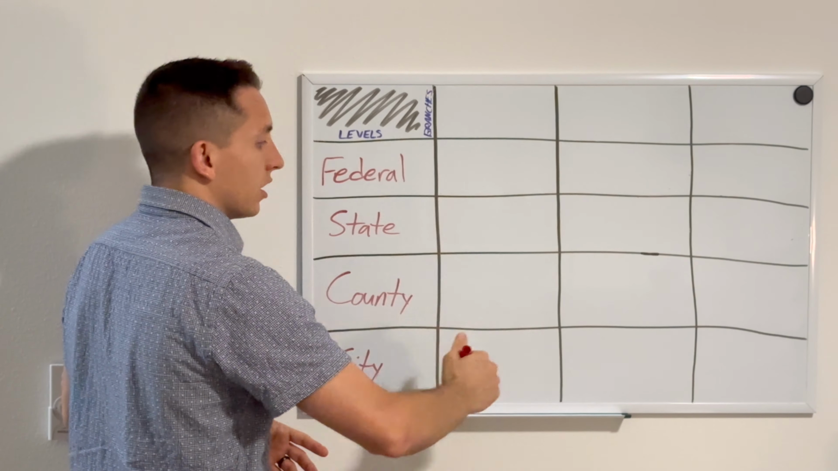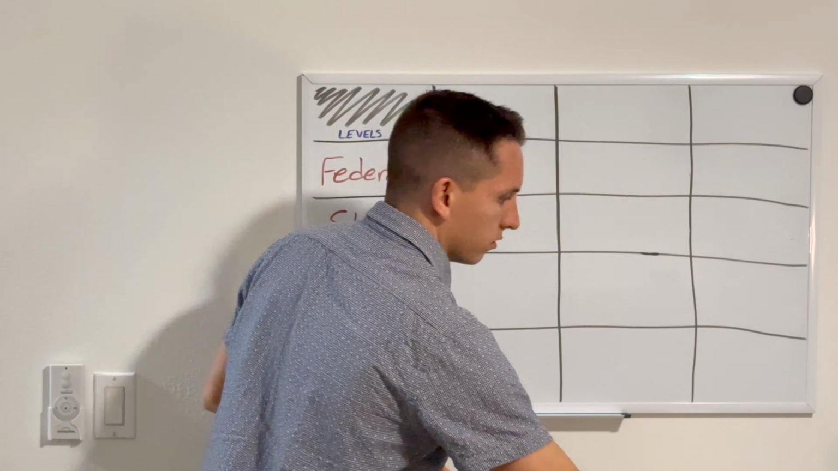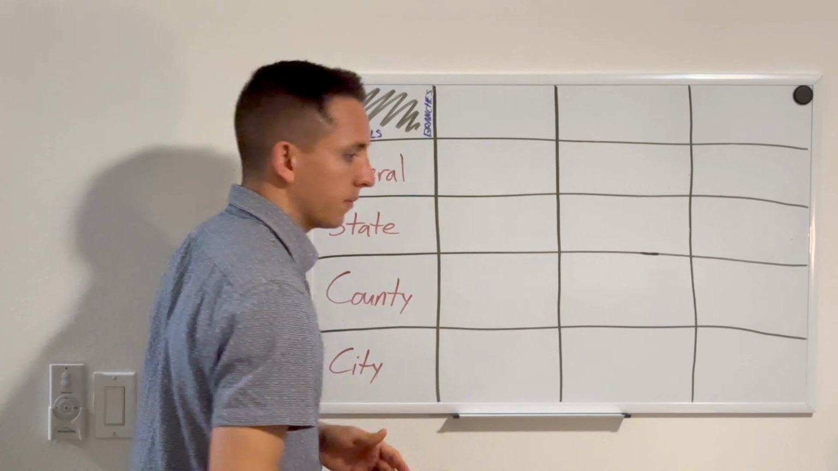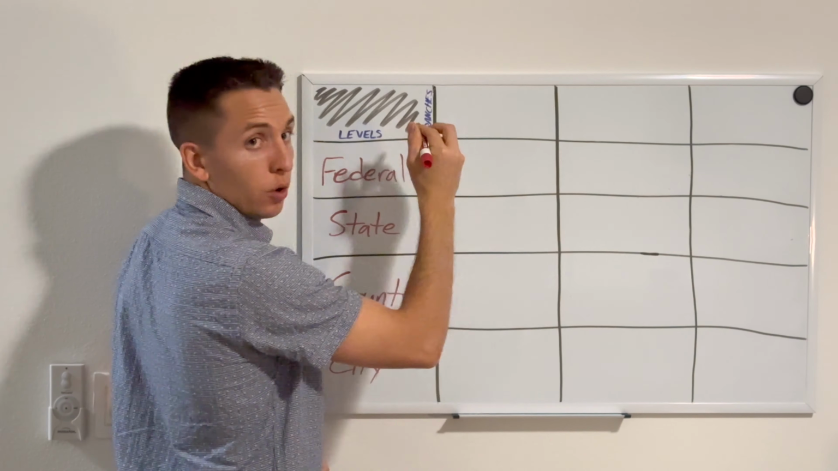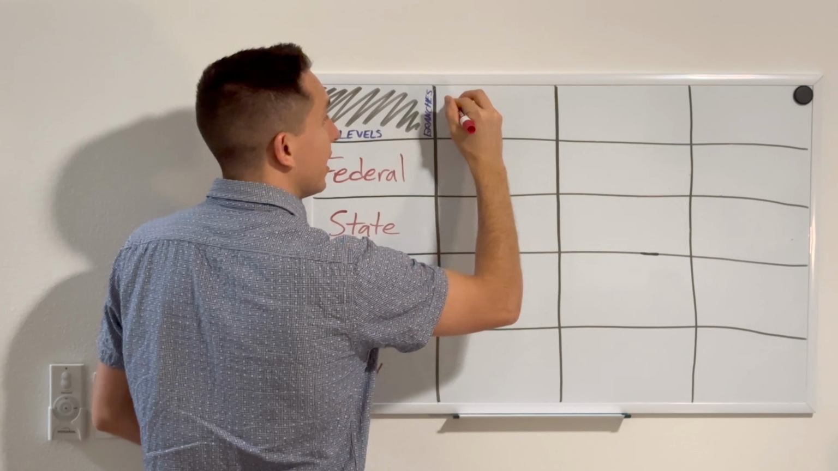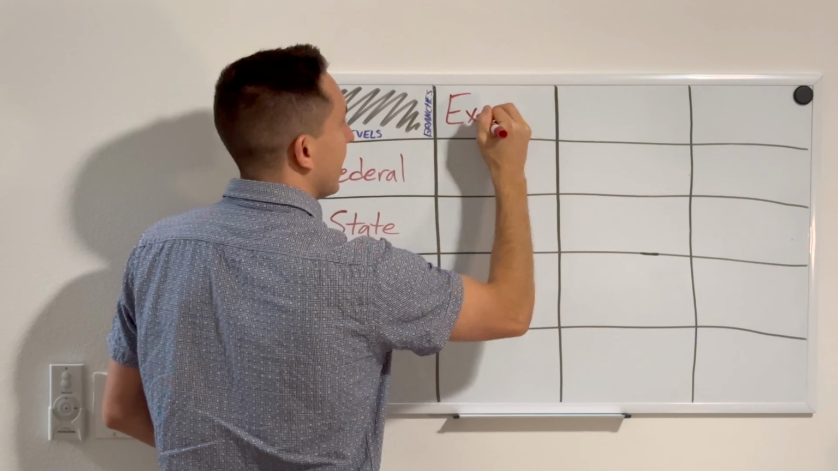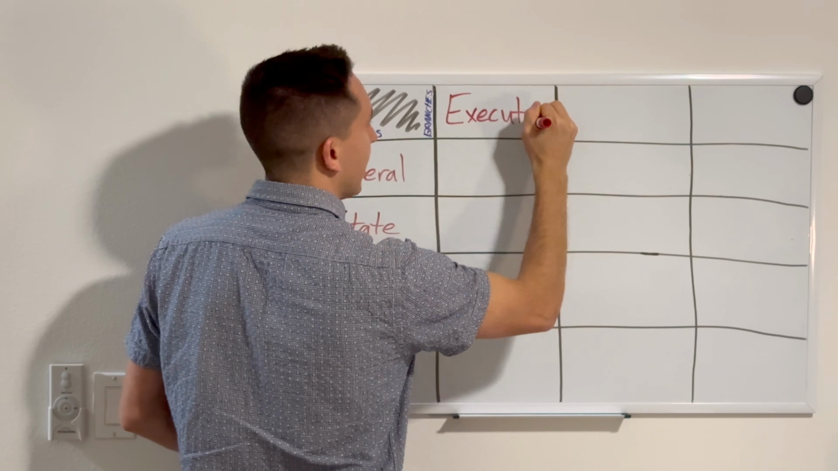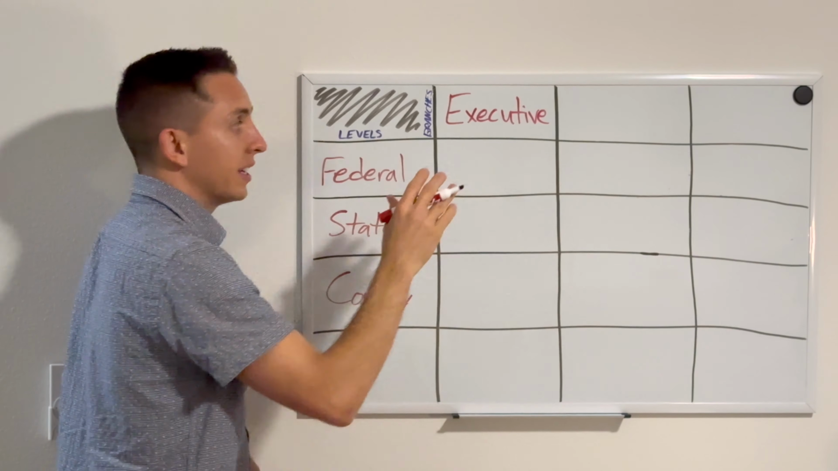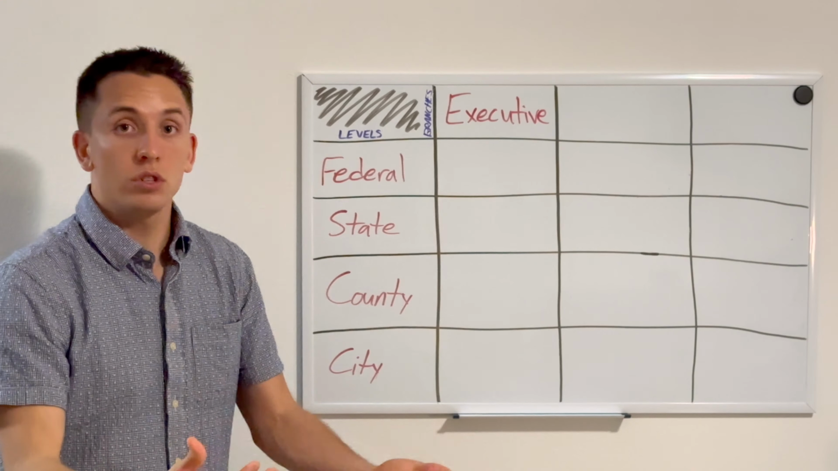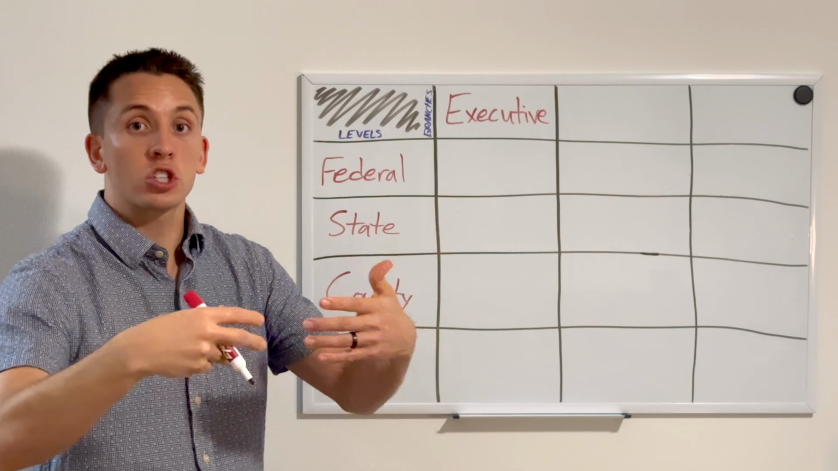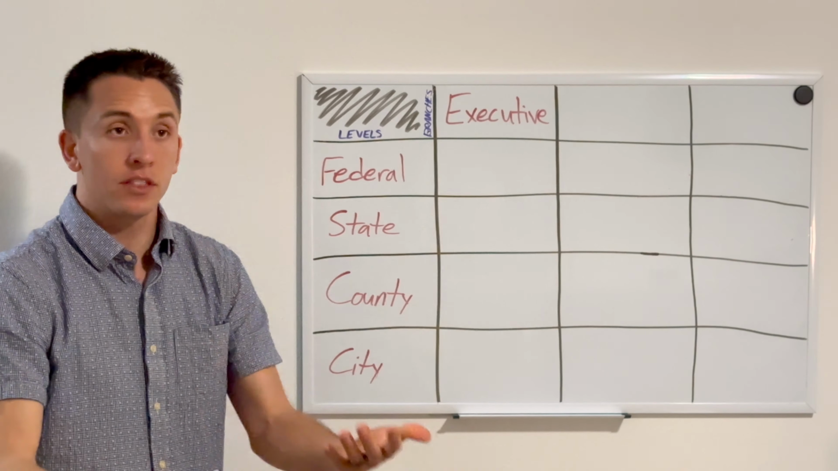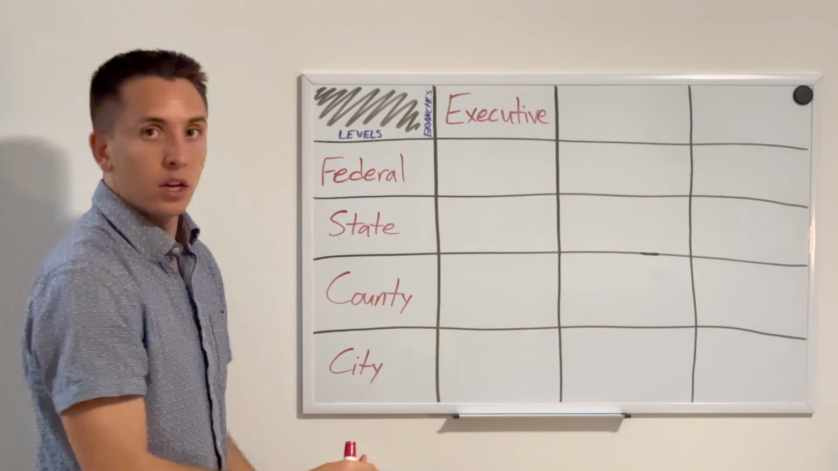The first category or branch is called the what? Let's see if you get this. The executive level. This level is there to execute or to make sure that the laws are actually fulfilled. They're there to execute the laws.